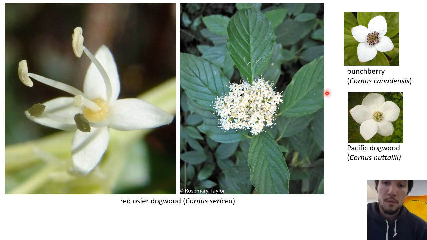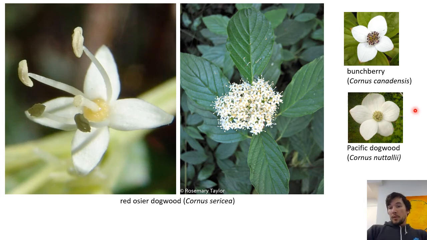Now, I just wanted to include a few other dogwood photos so that you can compare the flowers to those. So dogwoods tend to have this really distinctive type of looking flower. At the top here, you've got a bunchberry. That's another plant that we're going to talk about in the course. Down here, Pacific dogwood, that's actually the official flower of British Columbia. And you'll notice that these two flowers look pretty similar, and they look really different from this.